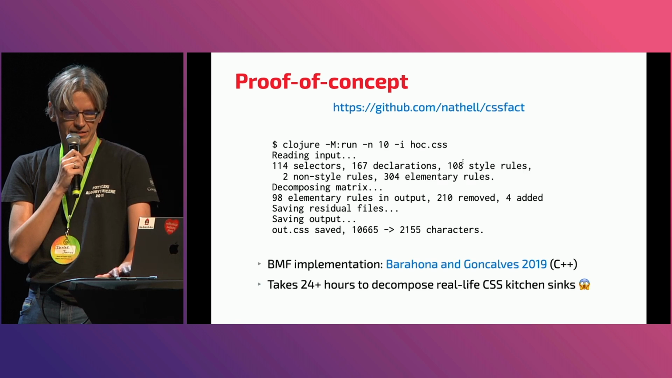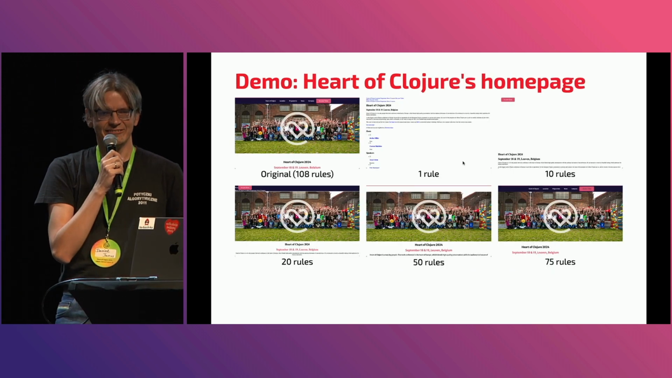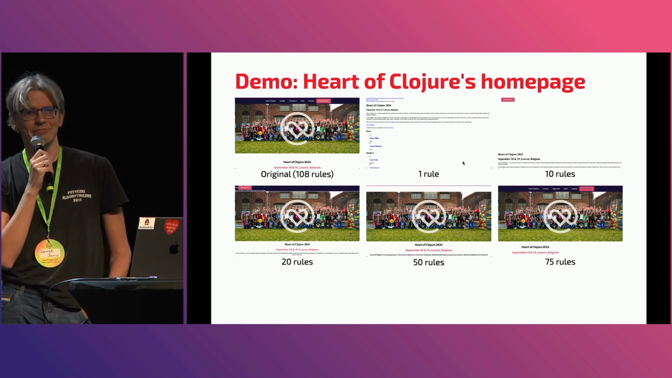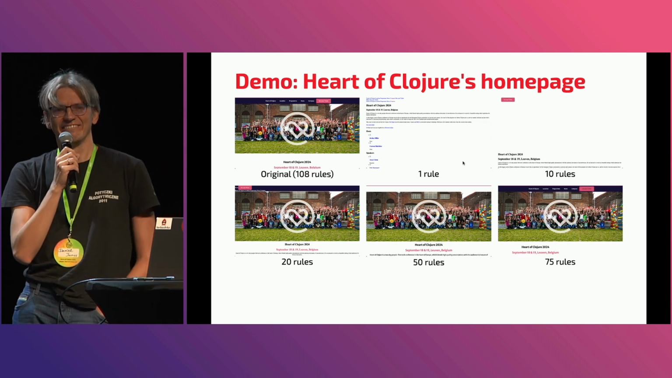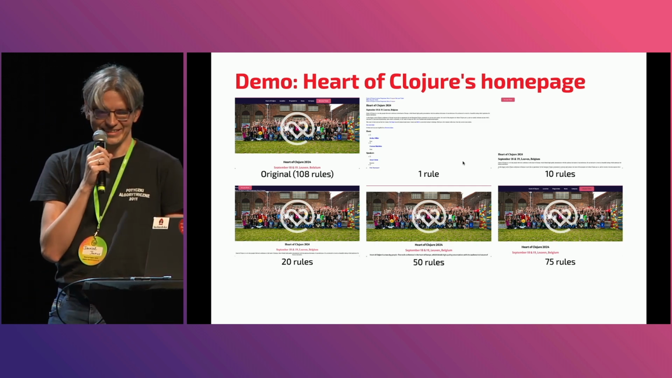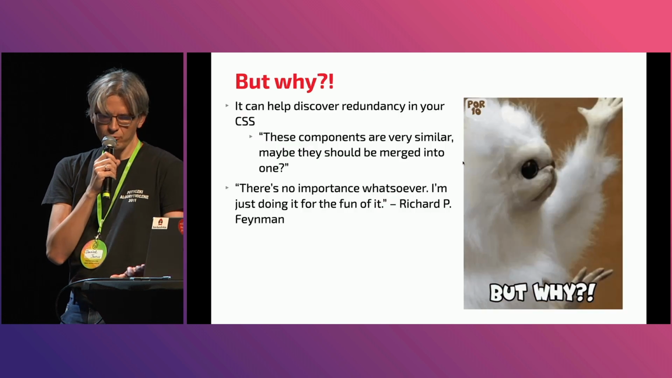So I've tried to use it against the Heart of Clojure's homepage, and you can see that the original has 108 rules. You can actually tell it how many rules you want back, and it progressively produces CSS that resembles the original input. You may ask yourself why.